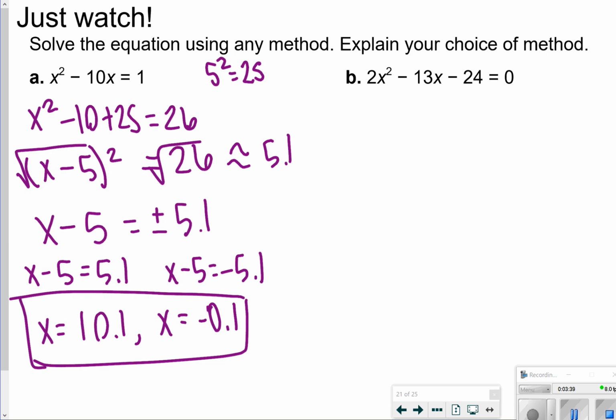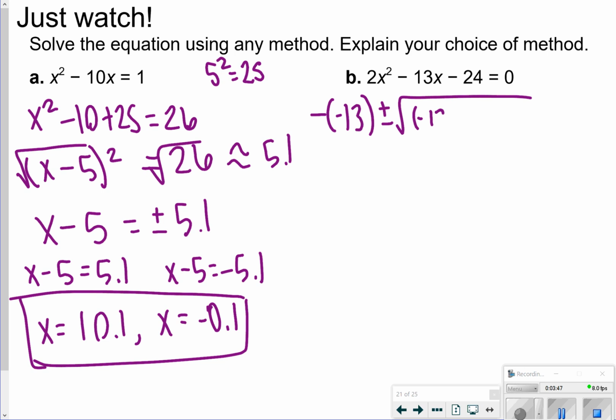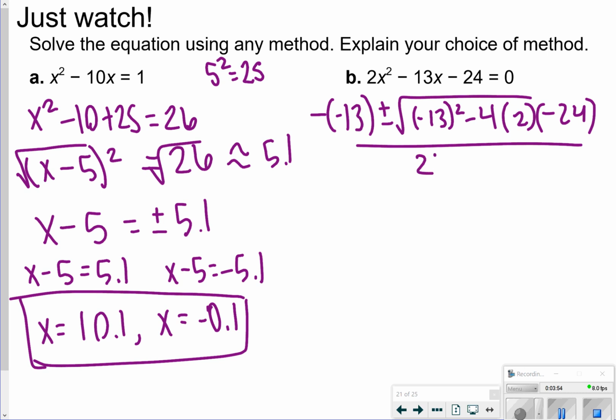So I'll have negative b, so that's negative 13, plus or minus the square root of b squared, so negative 13 squared, minus 4 times 2 times negative 24, all over 2a, or 2 times 2. I'll always do that.